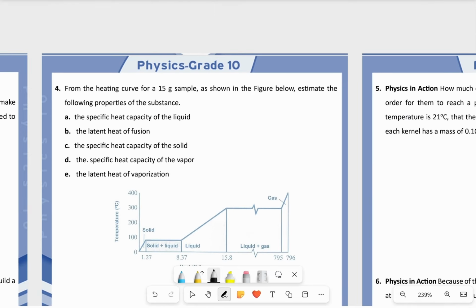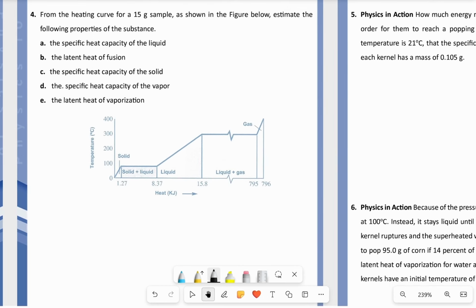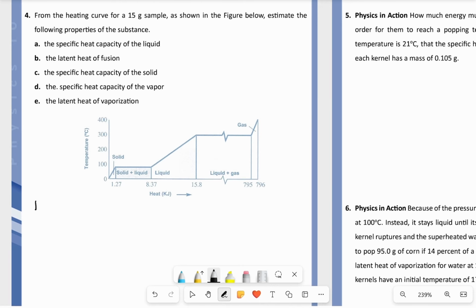We have question 4. You'll see questions like this a lot in this chapter, so pay good attention to them. We have the following curve from the heating curve for a 15-gram sample as shown in the figure below. Estimate the following properties of the substance. First of all, we have mass, which is equal to 15 grams.